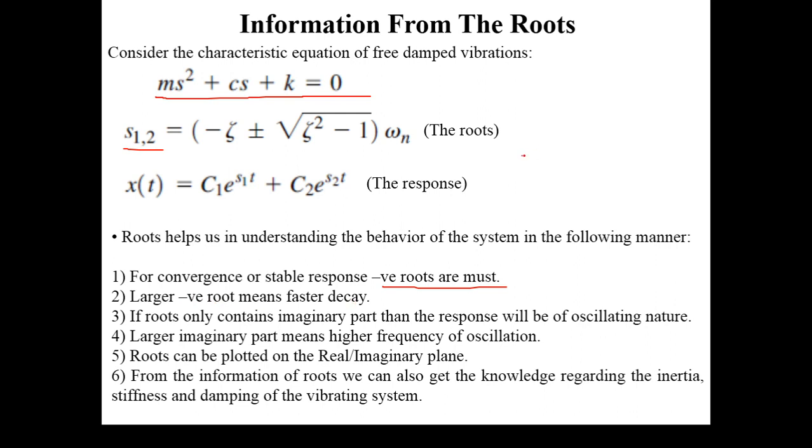Because if a negative number appears as the power of the exponent, let this number be x, and if this x is large, then this exponential decay will be faster. So a larger negative root means faster decay.